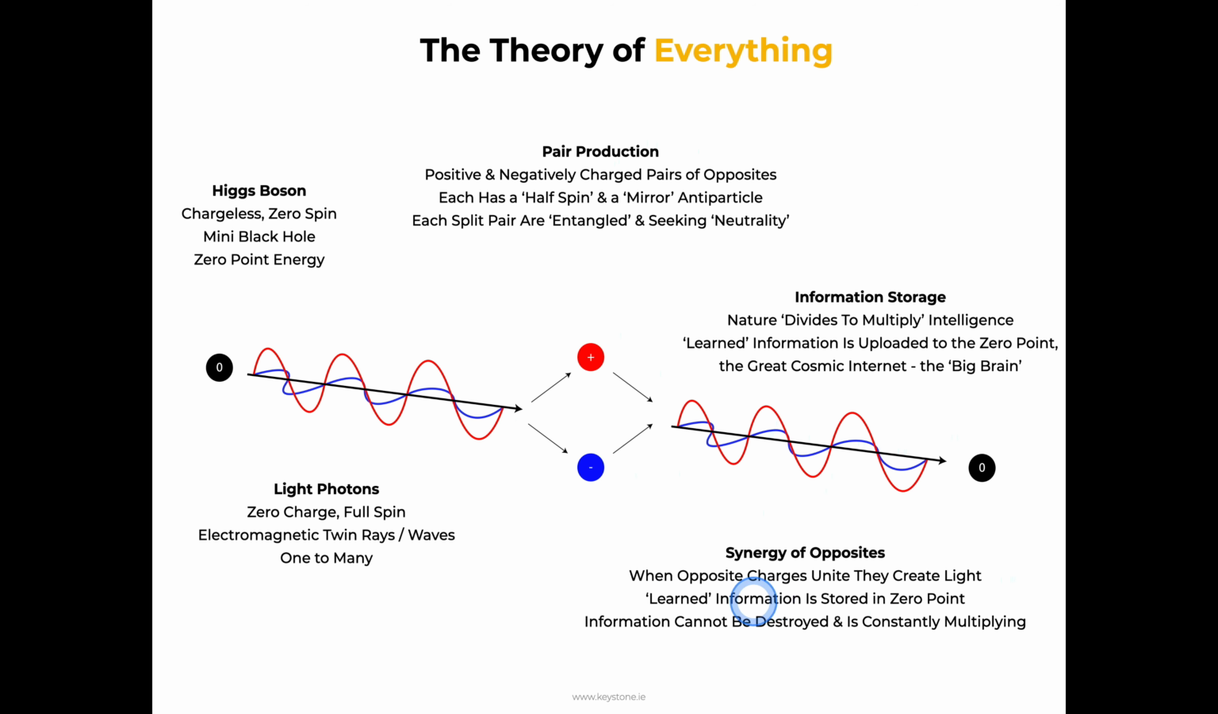Learned information is stored in the 0 point. And information cannot be destroyed and is constantly multiplying. This is called the conservation of information. Information at a quantum level cannot be destroyed.